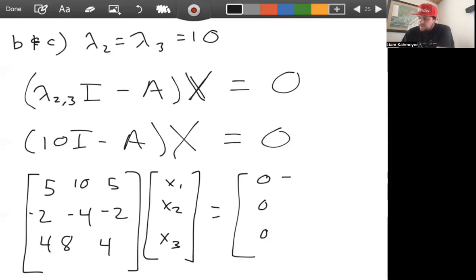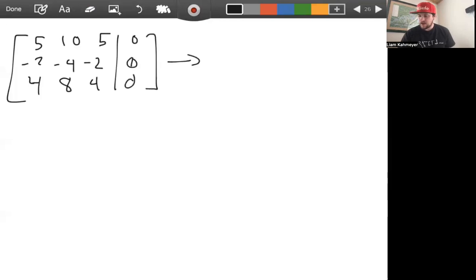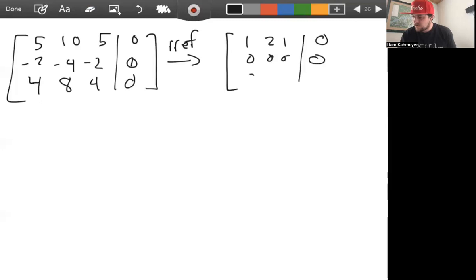So now we're solving for solutions of this system. And to set that system up, we would set up the augmented matrix. 5, -2, 4, 10, -4, 8, 5, -2, 4, 0, 0, 0, right? And again, I would ask you to check me and make sure I made no mistakes in my calculations here. The reduced row echelon form I got is 1, 2, 1, 0, and then I have 2 rows of zeros. So this is the reduced row echelon form I got of the augmented matrix. It will help us find the eigenvectors here.